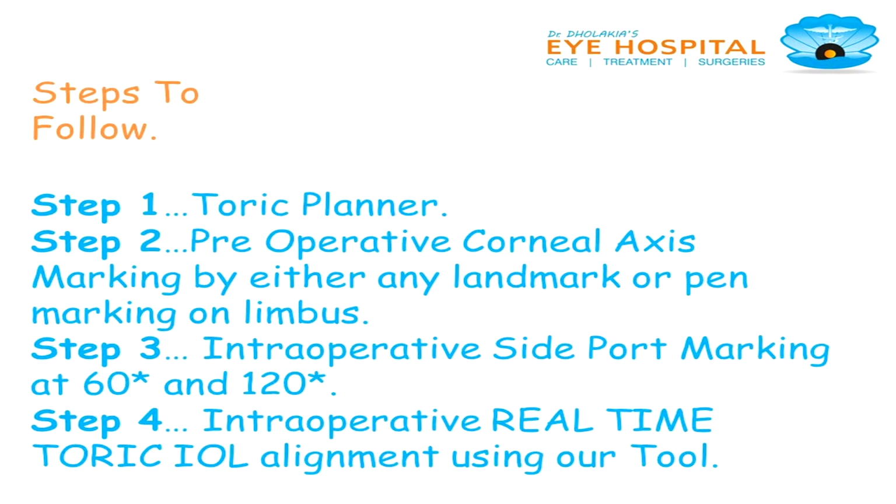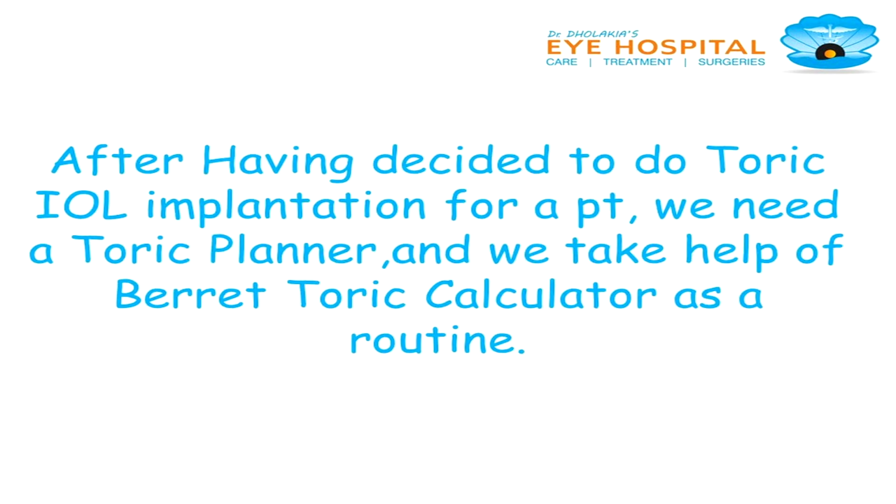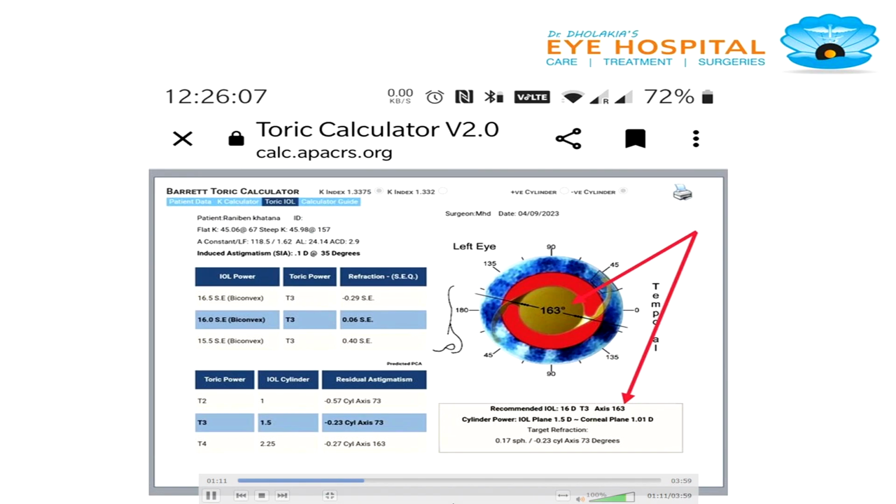Let's do a case study. We have steps to follow like toric planning, pre-operative corneal axis marking either by landmark or by pen marking, intraoperative side port marking at 120 and 60 degrees, and intraoperative real-time toric IOL alignment. After having decided to do toric IOL implantation for a patient, we need to have a toric plan and we take the help of the Barrett toric calculator. This calculator shows the IOL should be set at 163 degrees.